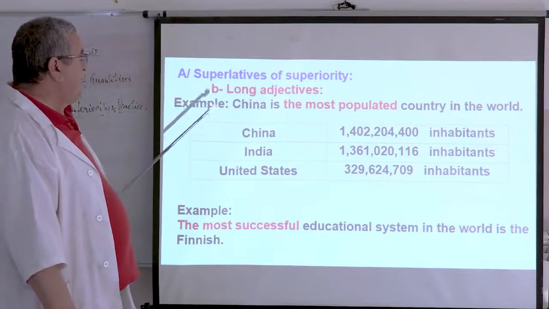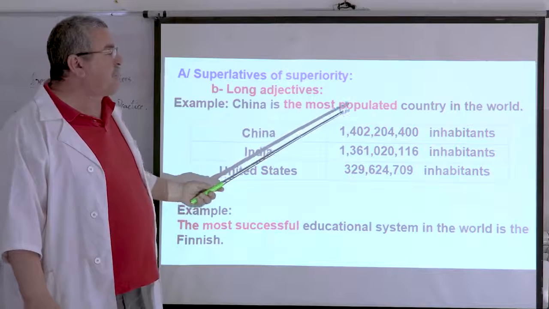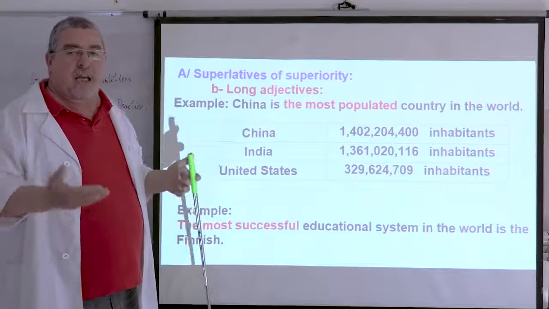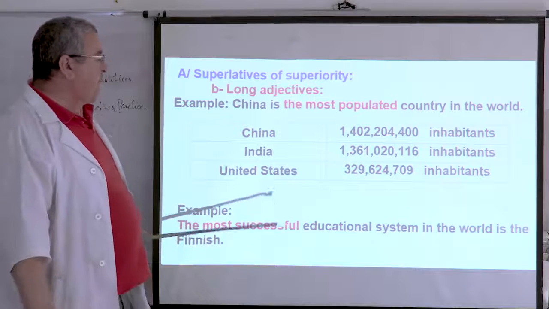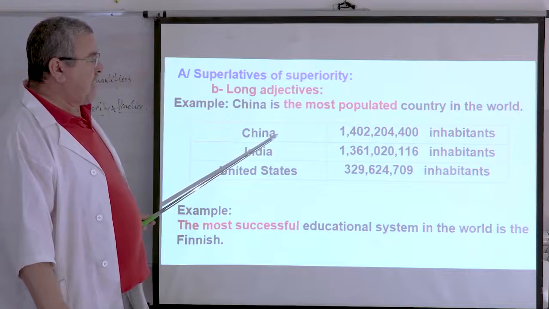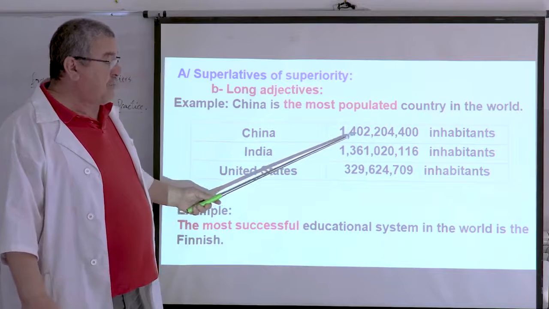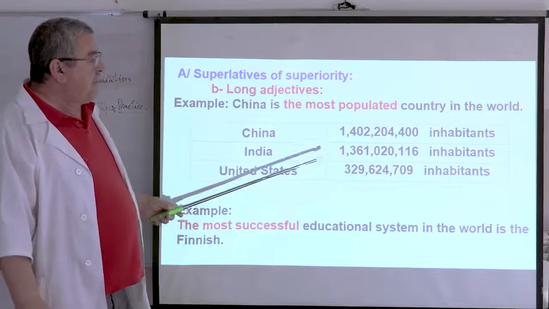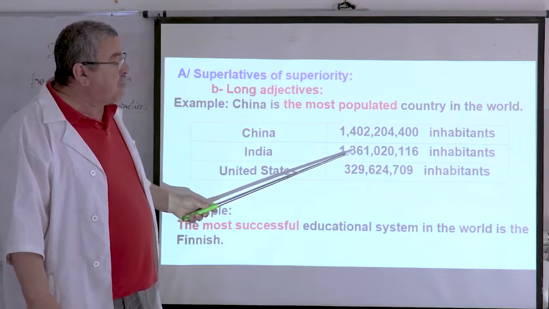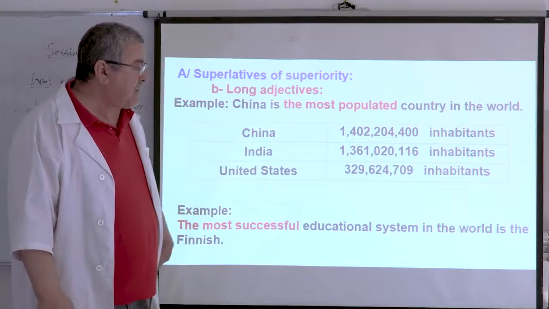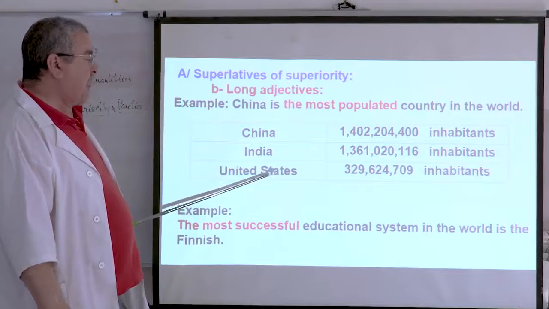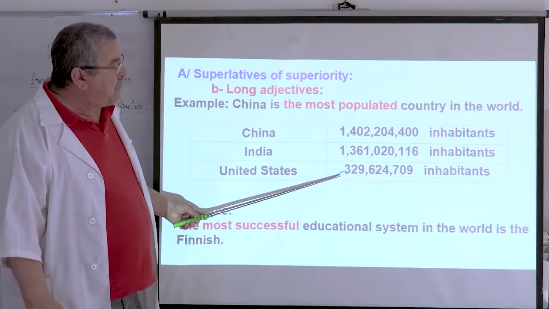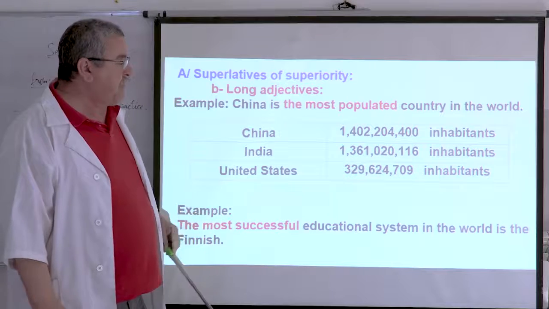So B, long adjectives. An example. China is the most populated country in the world. Again, before we say this, we should rely on some information, on some true information. China, we all know that there are 1 billion and more than 400 million inhabitants in China. As for India, there are 1 billion and more than 360 million inhabitants. As for the United States, which is the third country in terms of number of inhabitants, it comes with 329 million inhabitants.